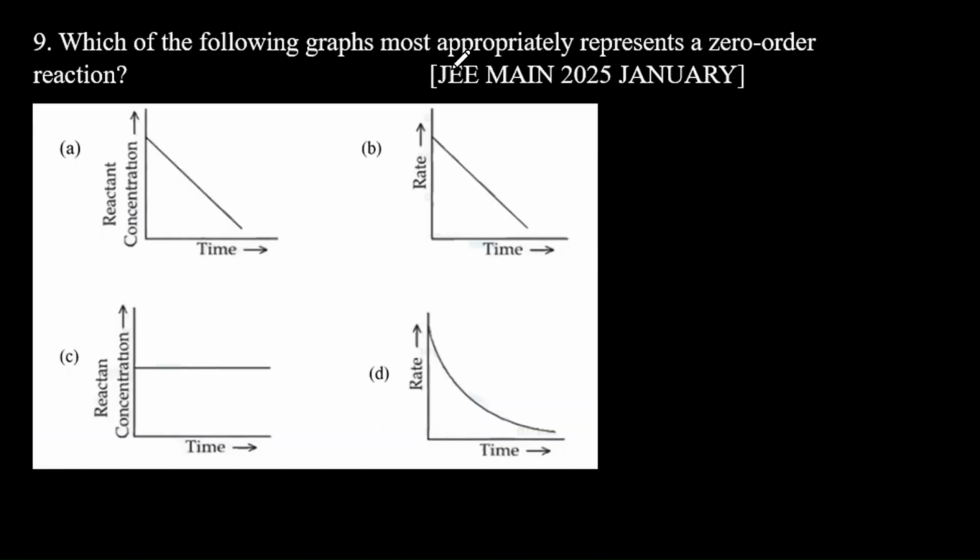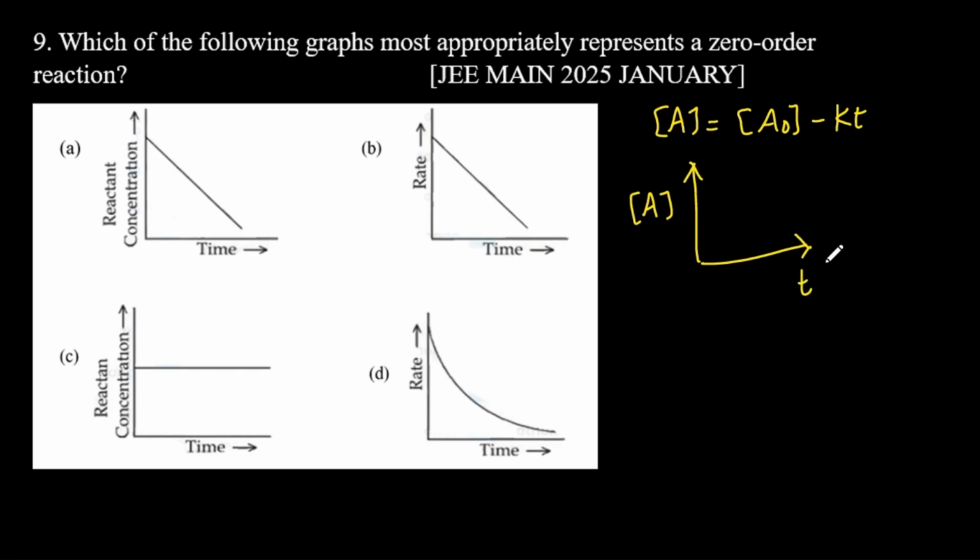Which of the following graphs most appropriately represents a zero order reaction? So we know the integrated rate law for zero order reaction. Concentration of A is equal to concentration of A naught minus KT. So if we plot a graph for this equation, then concentration of A will be in the y-axis, then time will be in the x-axis. So the graph will be a straight line with the negative slope. So that negative slope gives the rate constant K.